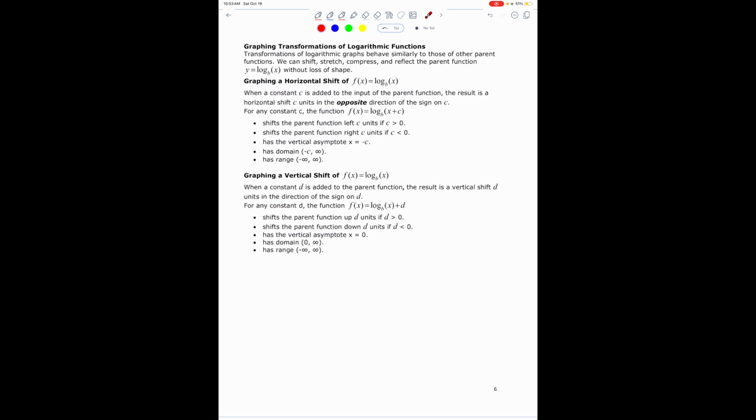Let's look at graphing a horizontal shift of the function f of x equals log base b of x. When a constant c is added to the input of the parent function, that is the x of the parent function, the result is a horizontal shift c units in the opposite direction of the sign of c, meaning if c was negative, we're going to move to the right. If c was positive, we're going to move to the left. And the transformation is going to look like that.